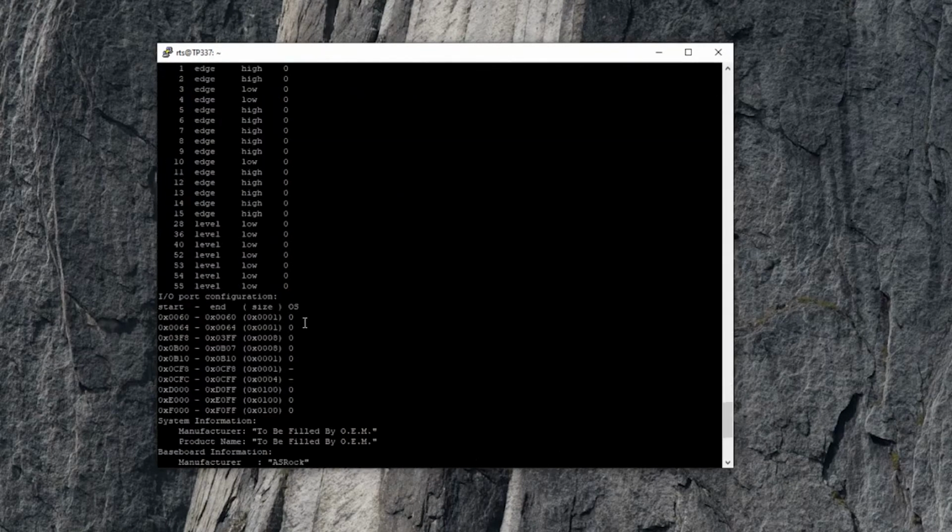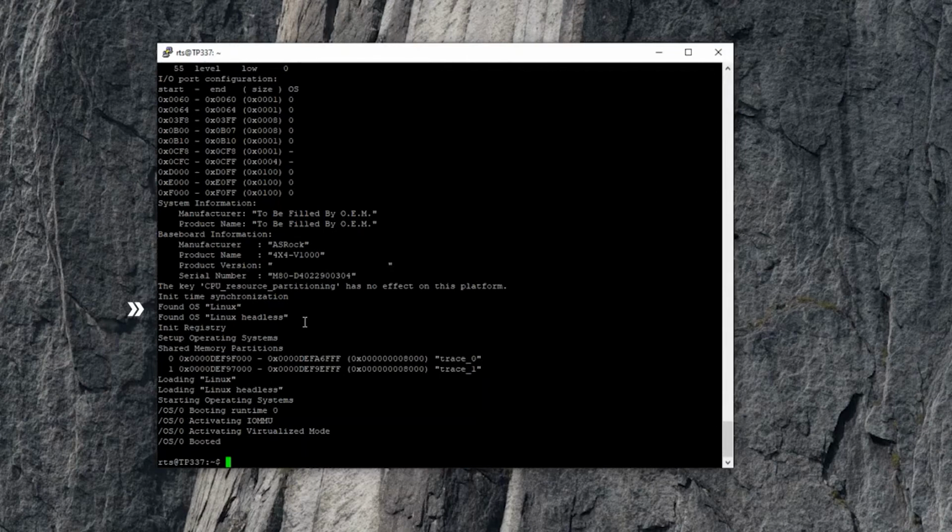If we scroll down, we can also check what operating systems we are using. In our case, it is the general purpose OS Linux, and the real-time operating system is also Linux. At the bottom, we see that both operating systems have booted successfully.